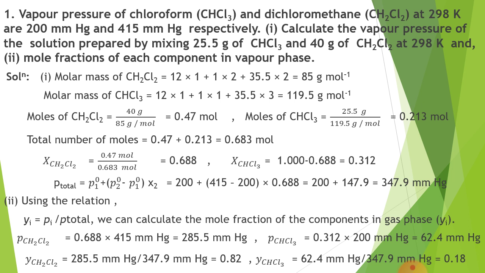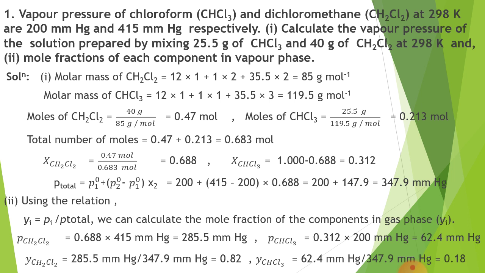Now solution. First of all, we have to calculate the molar mass. Calculation of molar mass you also study in chapter 1 in class 11th. Molar mass of CH2Cl2 equal to mass of carbon multiplied by number of carbon atom plus mass of hydrogen multiplied by number of hydrogen atom plus 35.5, mass of Cl, multiplied by number of Cl. By this way, we got the molar mass of CH2Cl2 85 gram per mole.